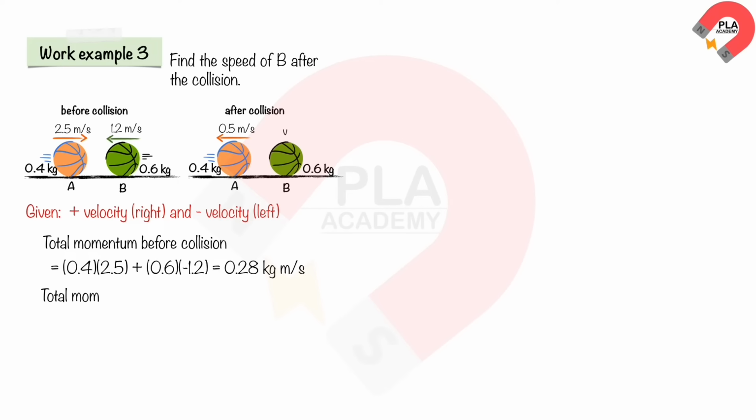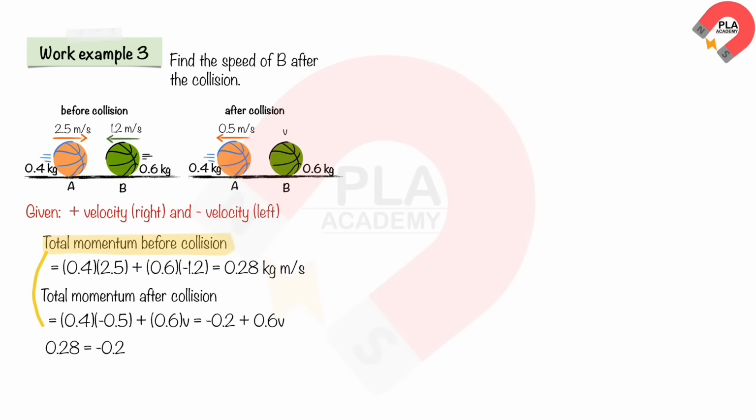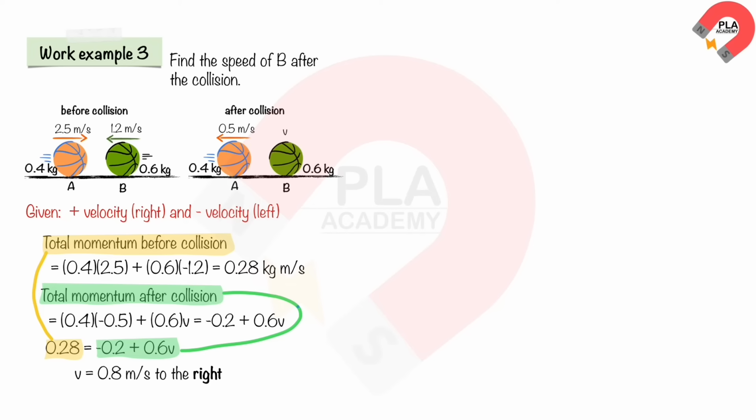The total momentum after collision is 0.4 times minus 0.5 plus 0.6 times v. It is equal to minus 0.2 plus 0.6v kilogram meters per second. The total momentum before collision is equal to the total momentum after collision, and then v is 0.8 meters per second, to the right due to the positive sign. Therefore, the speed of ball B after collision is 0.8 meters per second.